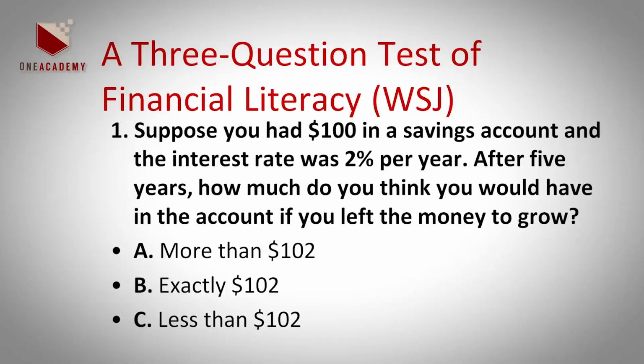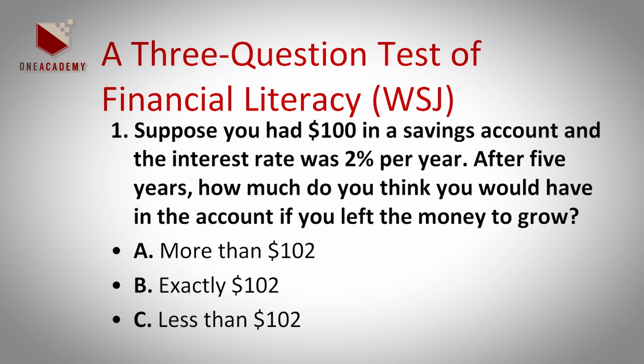But the typical case is that although they are very easy questions, at least according to the Wall Street Journal, most of the people get them wrong systematically. So, first question. Suppose you had $100 in a savings account and the interest rate was 2% per year. After 5 years, how much do you think you would have in the account if you left the money to grow? A, more than $102. B, exactly $102. C, less than $102.